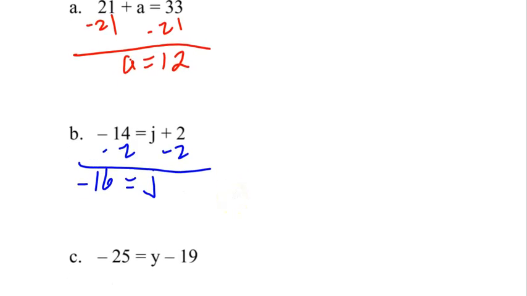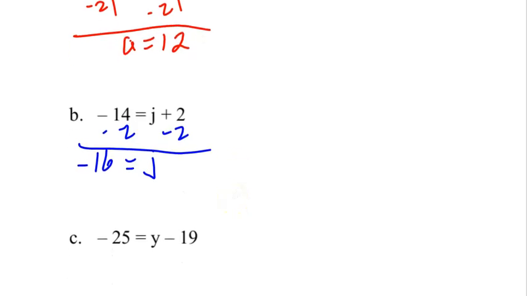And then this next one here, we've got negative 25 equals y minus 19. The opposite of subtracting 19 is adding 19. So I'm going to do that on both sides. And that leaves us with y is equal to, negative 25 plus 19 is a negative 6.